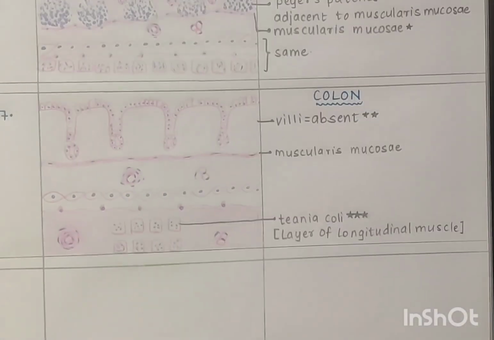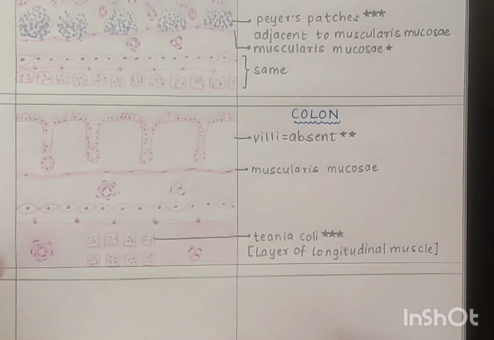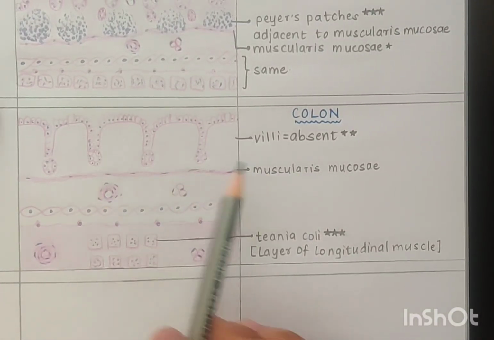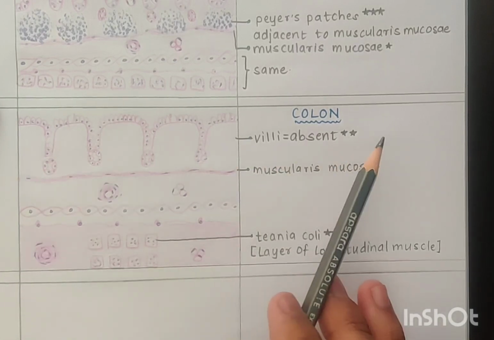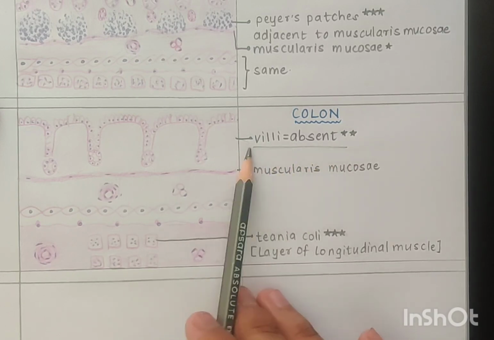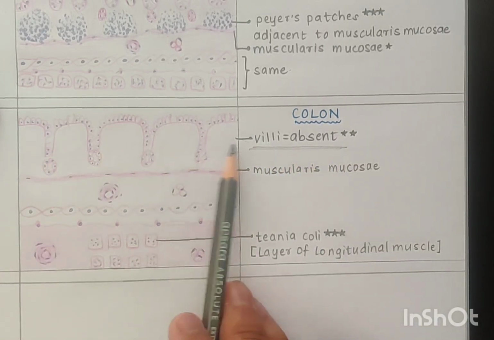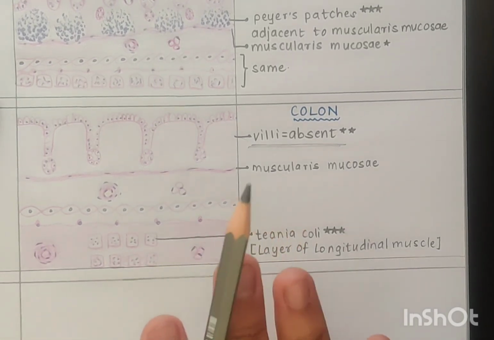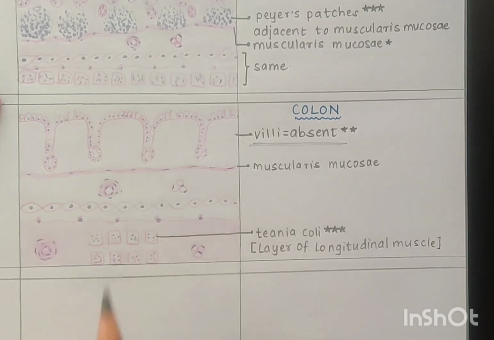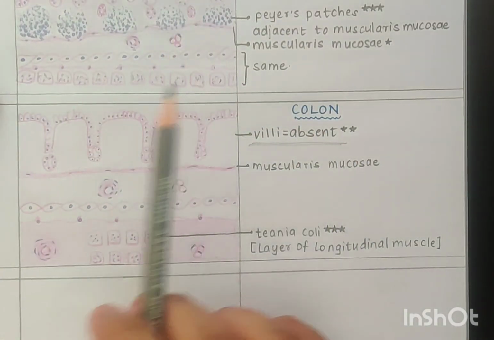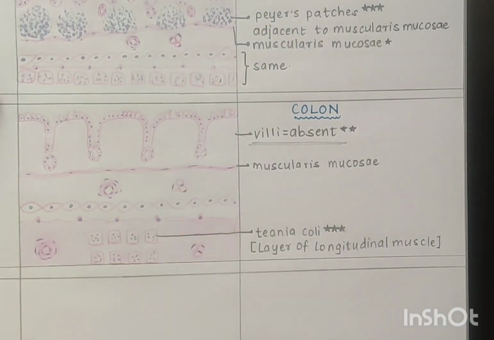Moving ahead, the final structure of the GIT in this case will be the colon or the large intestine. The most important feature of the colon is that villi are absent. I've shown this as villi absent, but remember that villi are absent. These are just the mucosal folds. These are not villi. Secondly, and most importantly, if you are drawing the colon, how will you draw it? You'll feel like the ileum was the same, the jejunum was the same.